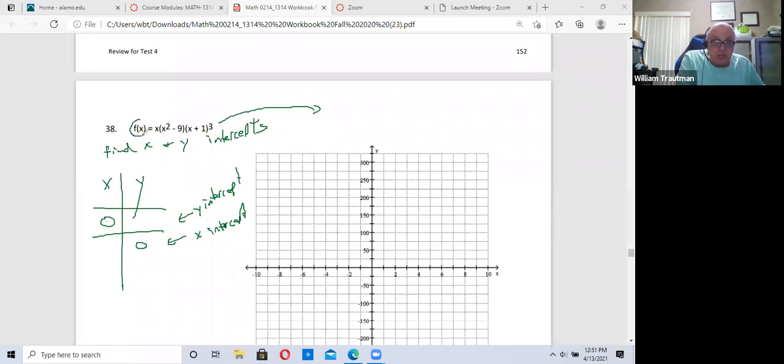Remember, this is just another way of writing Y. Y equals, put zeros in the X. 0, then 0 squared minus 9, then 0 plus 1 to the third. When you put all this into your calculator, you get 0.